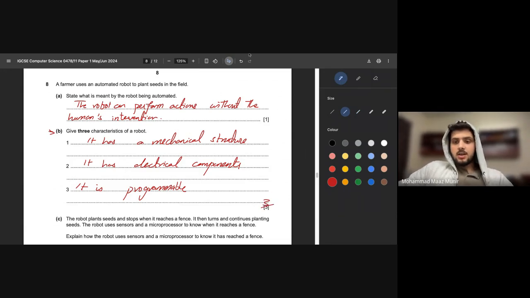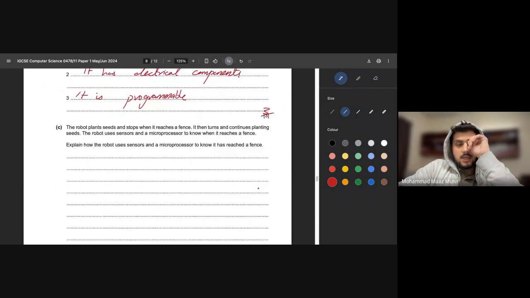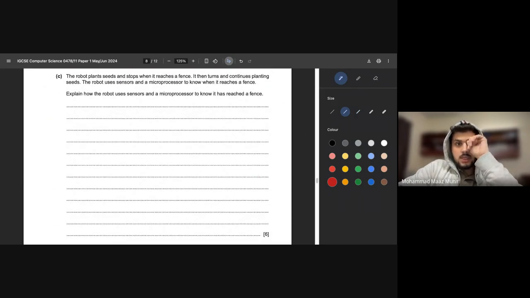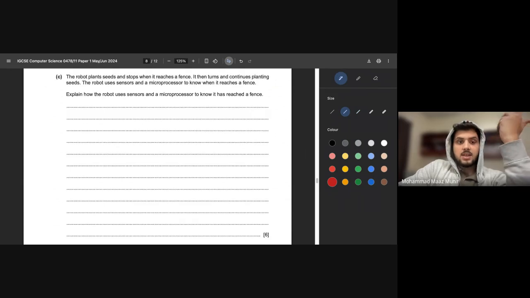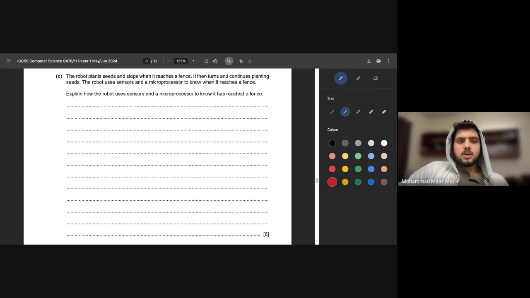In the next part, it is saying that the robot plants seeds and stops when it reaches a fence. It then turns and continues planting seeds. The robot uses sensors and a microprocessor to know when it is okay. So this question might seem like it is from chapter 6, but it is basically from chapter number 3. So we would not be doing it.